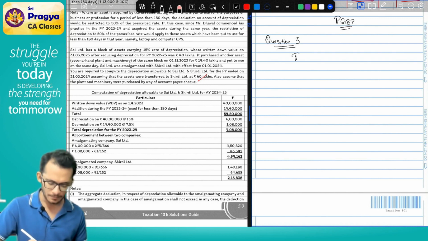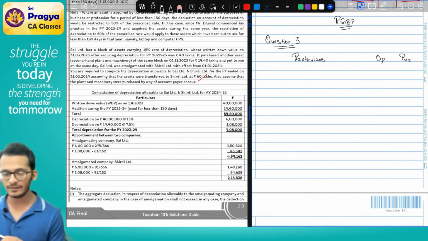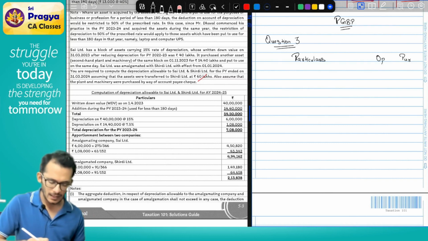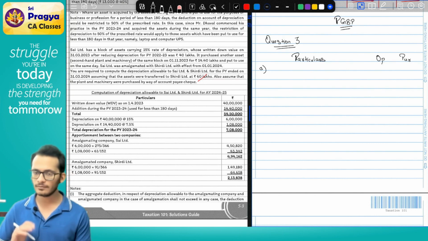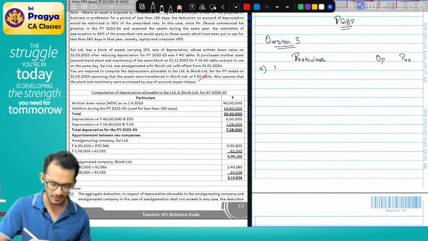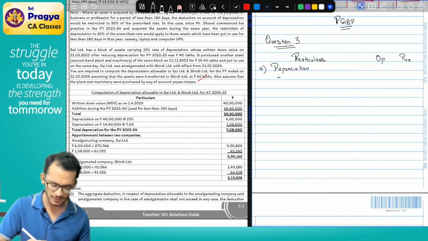So I am putting particulars: opening WDV and then purchase. Yes or no? Yes. I told you, whenever you have an amalgamation question, first of all find out depreciation for the whole year. So I am putting particulars like depreciation. Now, I have two depreciations. One is opening WDV, one is addition.